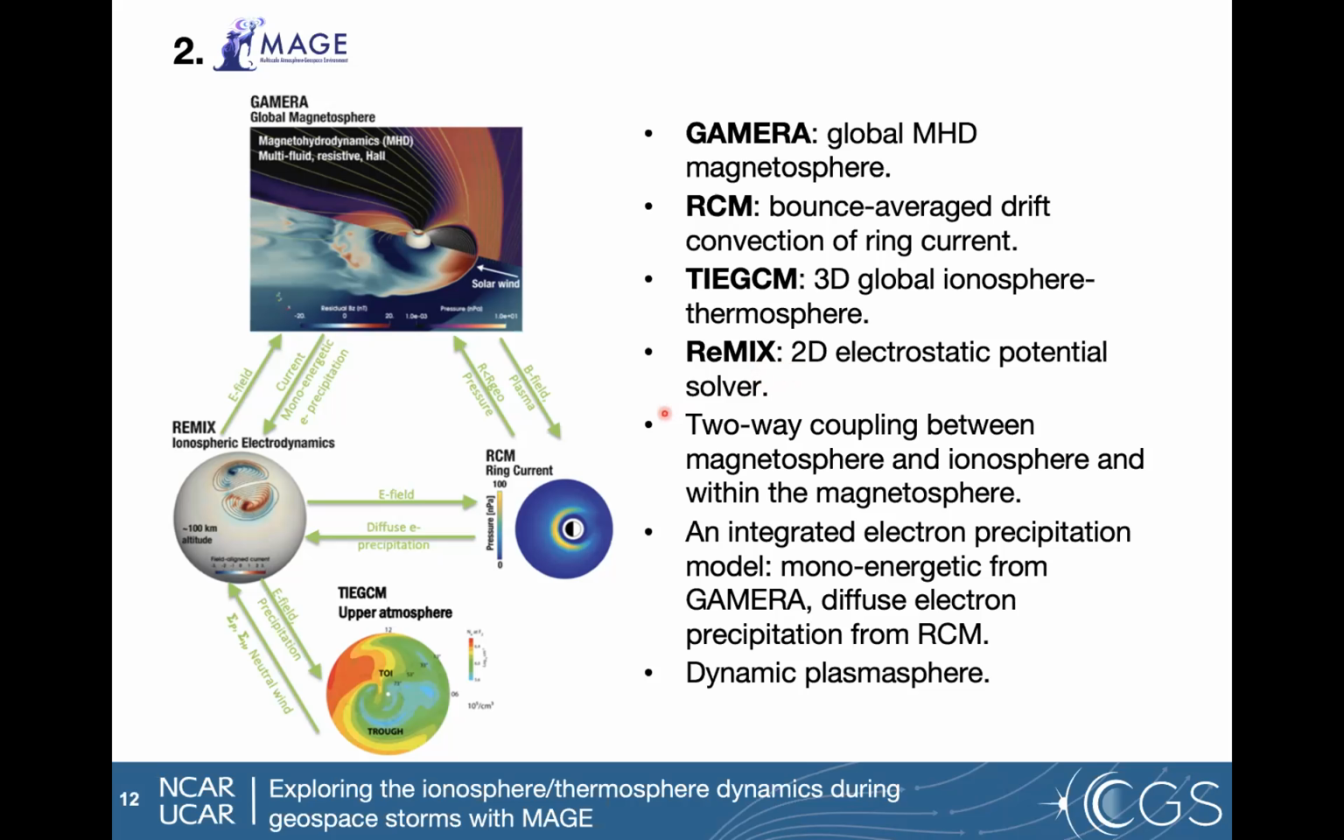But I do want to highlight that in mini MAGE, all these components are two-way coupled. For example, Gamera is providing the magnetic field and the plasma density for the RCM, which then feeds back with a modified pressure and density distribution in the magnetosphere. Another highlight of this mini MAGE model is that we are implementing an integrated precipitation model. So we are making use of the MHD parameters from Gamera to derive the so-called monoenergetic electron precipitation, basically by solving the current-voltage relation, and using the RCM model to provide a diffuse electron precipitation, basically making use of the kinetics solved in RCM.